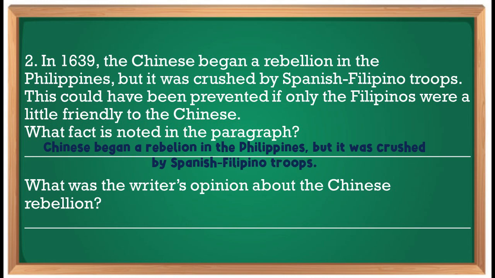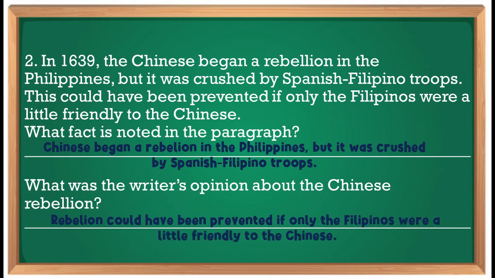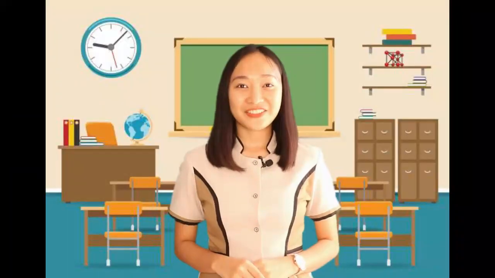Let's have the next question. What was the writer's opinion about the Chinese rebellion? Rebellion could have been prevented if only the Filipinos were a little friendly to the Chinese. Great job! Now, let's have a summary of what we had learned today.